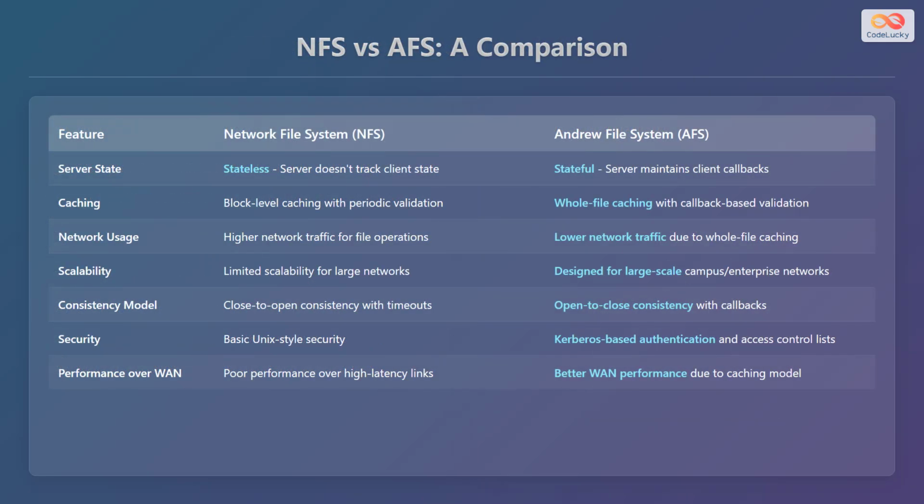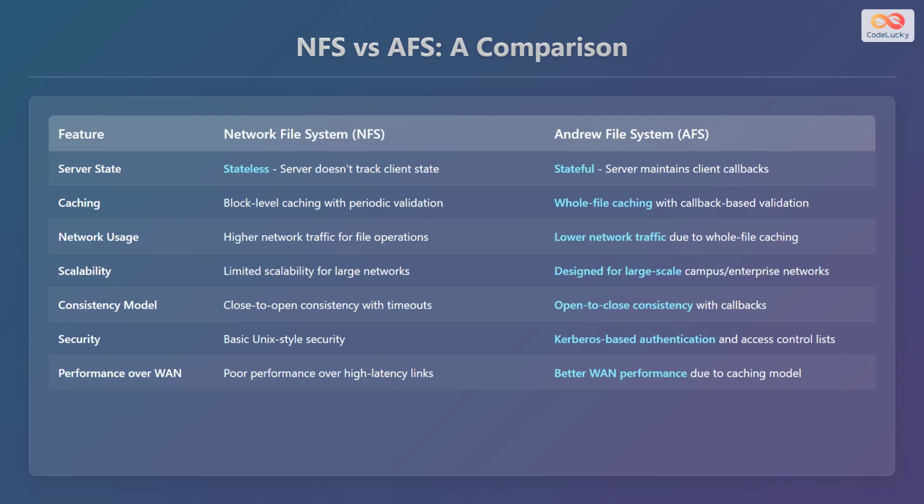Let's compare and contrast the Network File System and the Andrew File System. In terms of server state, NFS is stateless, meaning the server doesn't track the client state, whereas AFS is stateful, meaning the server maintains client callbacks. Regarding caching, NFS uses block-level caching with periodic validation, whereas AFS uses whole file caching with callback-based validation. For network usage, NFS has higher network traffic for file operations, whereas AFS has lower network traffic due to whole file caching.